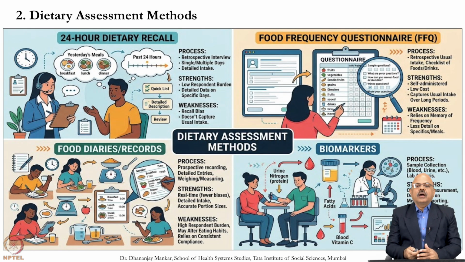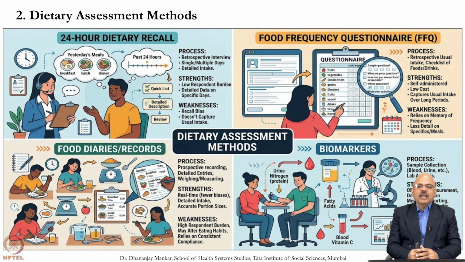The food frequency questionnaire, the FFQ, is a process which is a retrospective usual intake and a checklist of foods and drinks, a quantitative way of detailing, not a subjective but an objective element. The strength is that it is self-administered and very low cost, where you don't have to invest more, and it captures the usual intake over a long period of time. Food frequency questionnaires are becoming very popular.